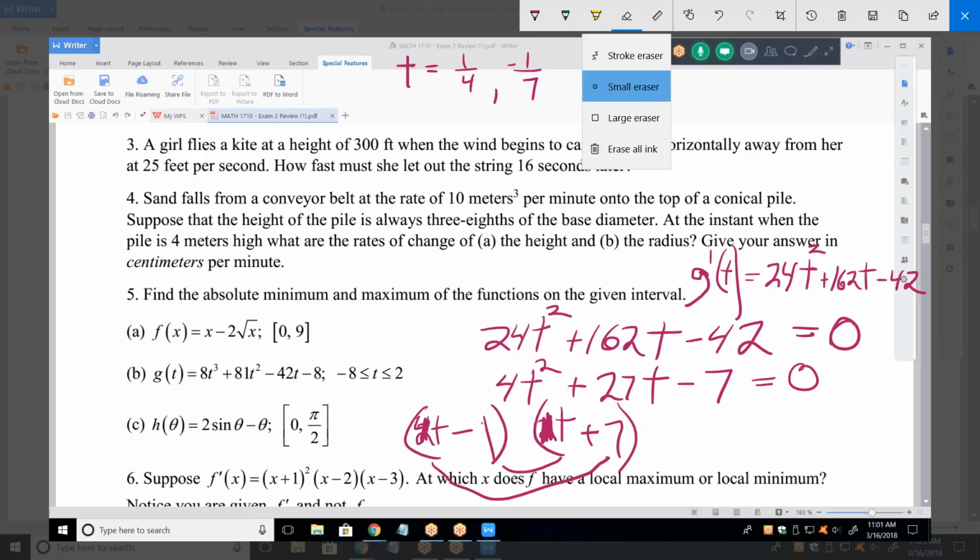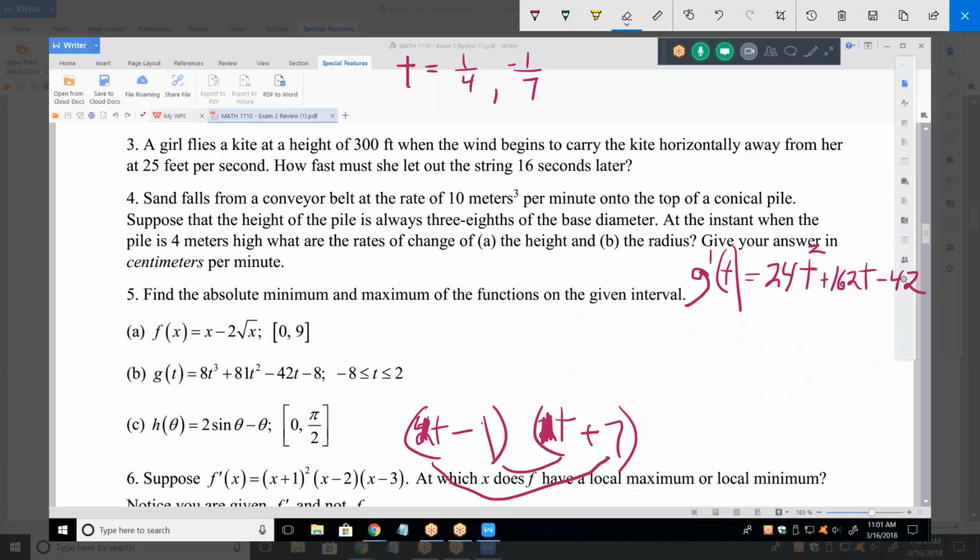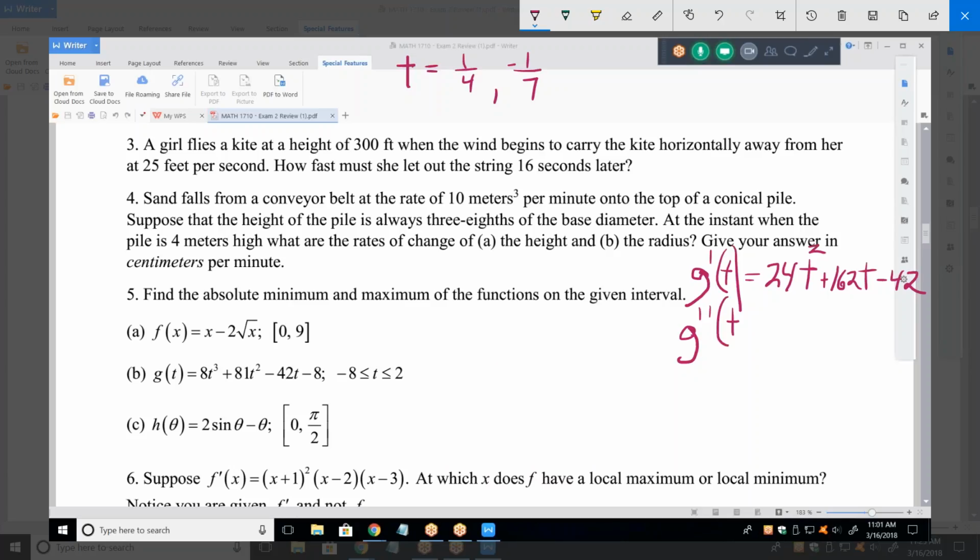Now, our next step is to figure out whether they are minimums or maximums. How do I do that? You take the second derivative. G double prime of t is equal to what? It's 48t plus 162. Okay. And now what?